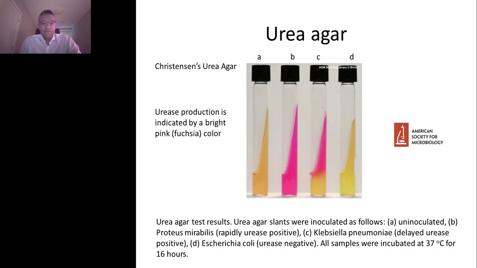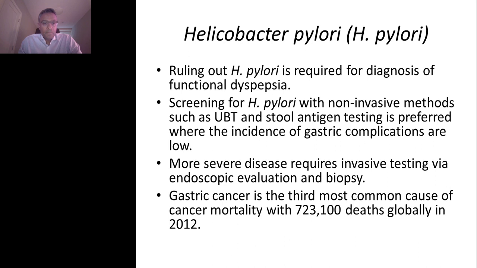One of the classic features of Helicobacter as a genus and Helicobacter pylori is the production of urease. So urease production is indicated here by this bright pink fuchsia color you can see in the tube marked B. And this particular agar, Christensen's urea agar, results in a pink color when urease breaks down urea for the production of ammonia and carbon dioxide, which alkalinizes the media and causes this color change.